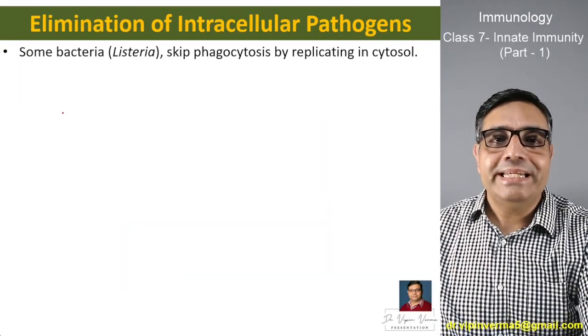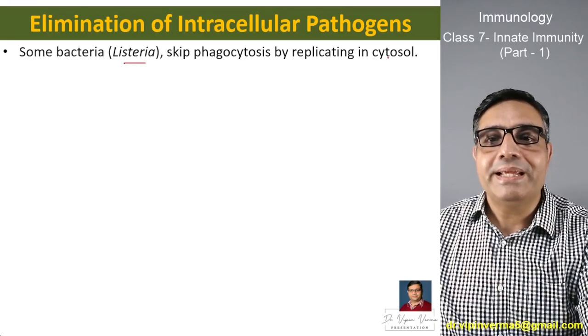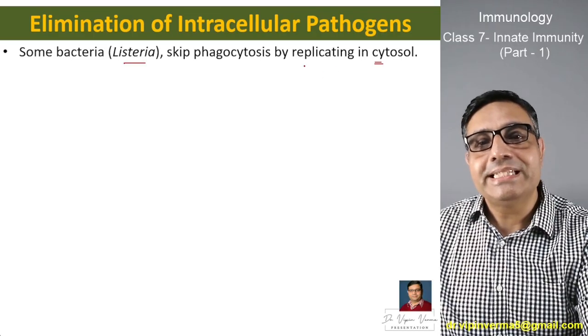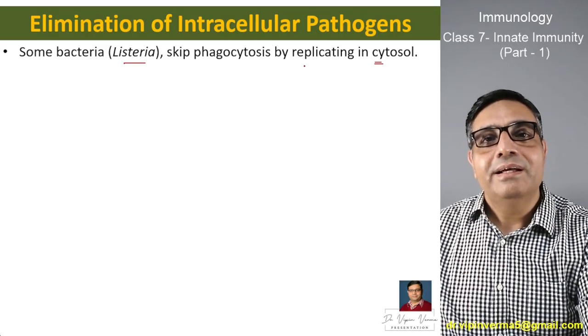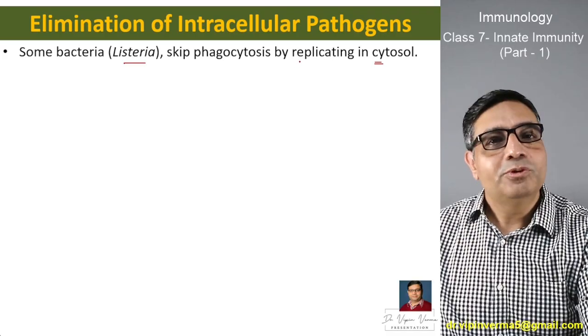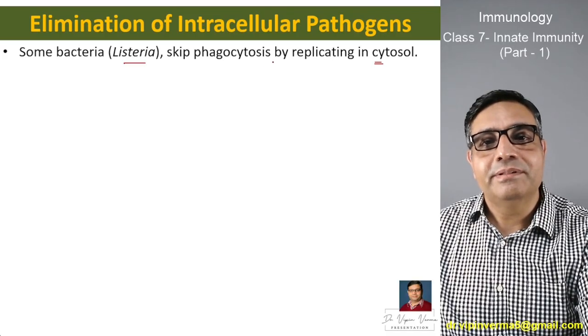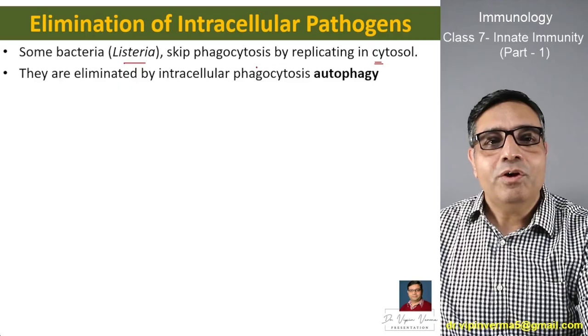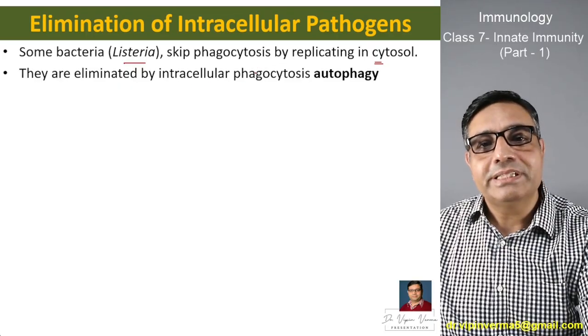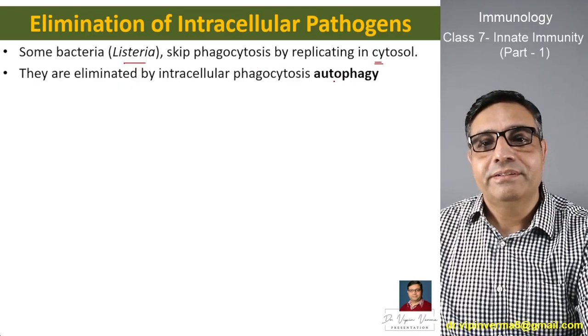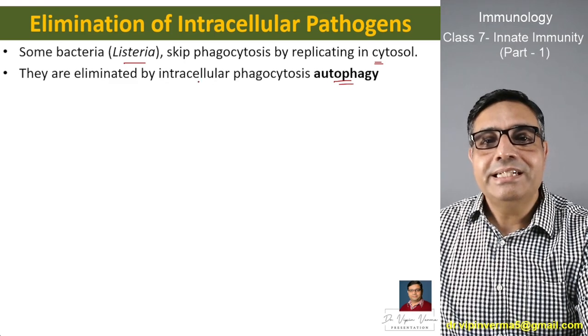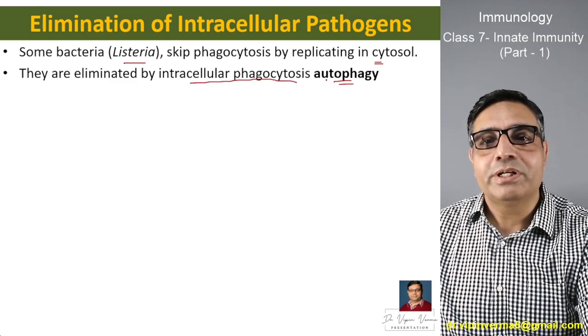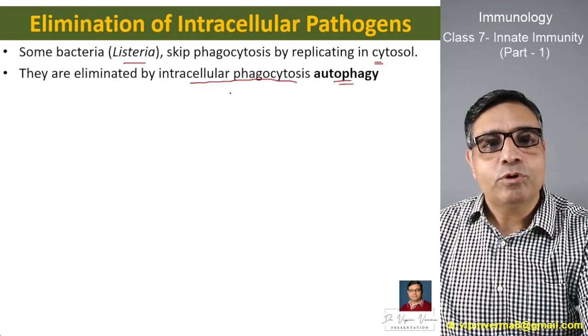Now, some bacteria like Listeria skip phagocytosis by replicating in the cytosol. So they come into the cytosol, they replicate easily, they don't go inside the endosome, so therefore they basically avoid phagocytosis. Now they are eliminated by another process which is known as autophagy. What is autophagy? Autophagy is the intracellular phagocytosis.